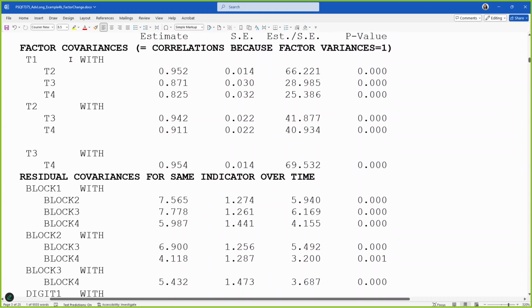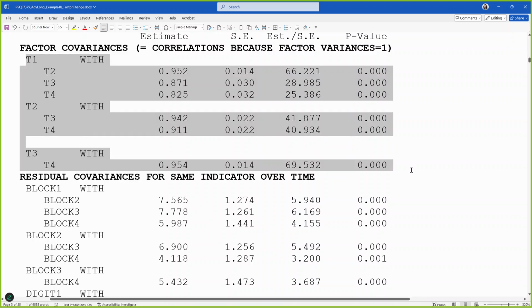Factor covariances, in this case, these are correlations because the variances of the factors are all 1 and the means are all 0. So it looks like there's pretty high relationships over time. There's a lot of stability in how this trait stacks out across occasions. We don't yet know if there's change, though, because we set all of the factors to have a mean 0 and variance 1 for identification. That won't work if we're interested in change. So we're not doing that yet.